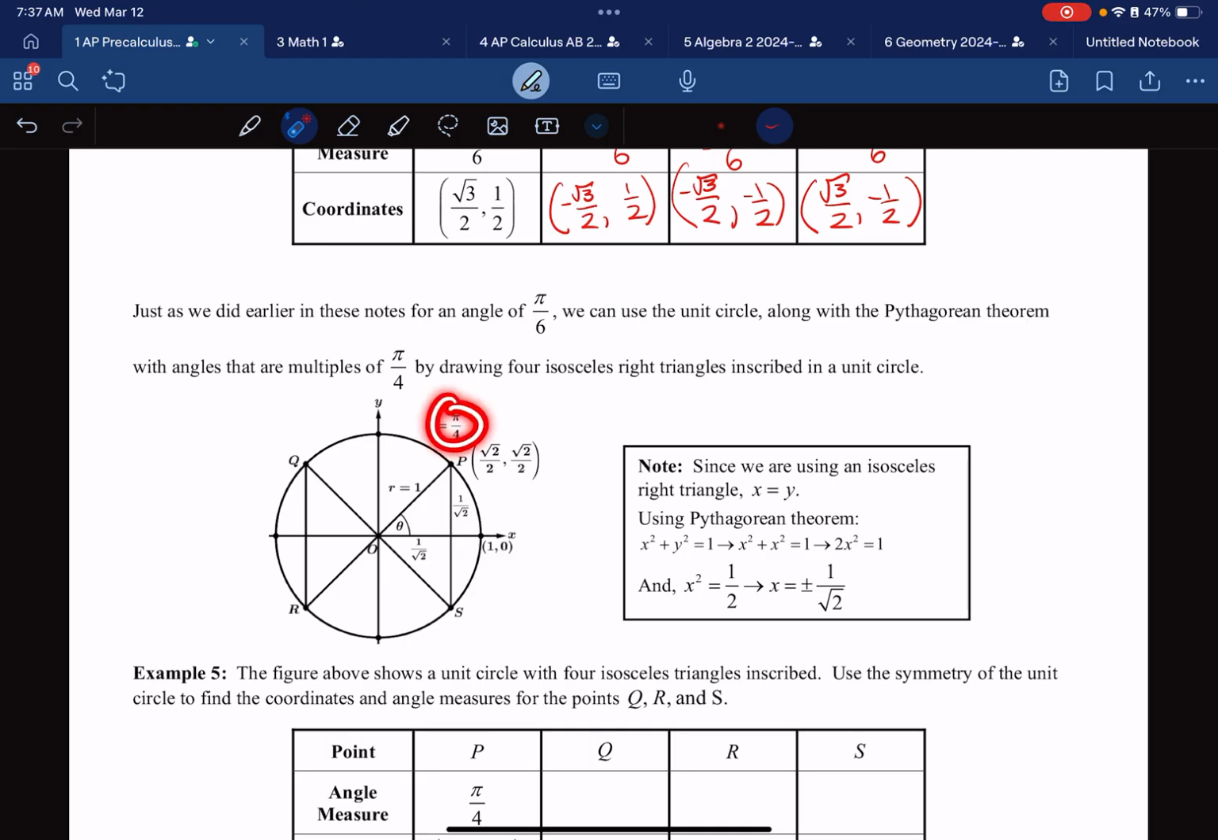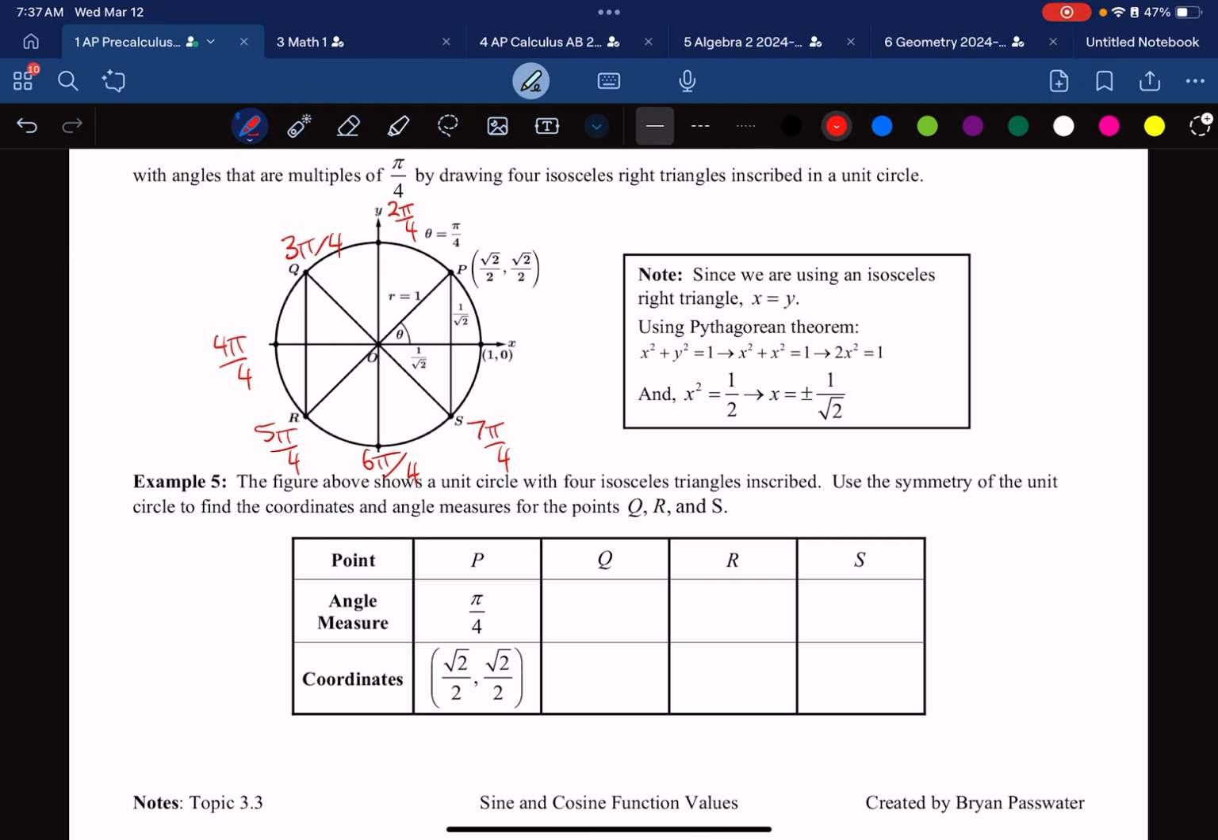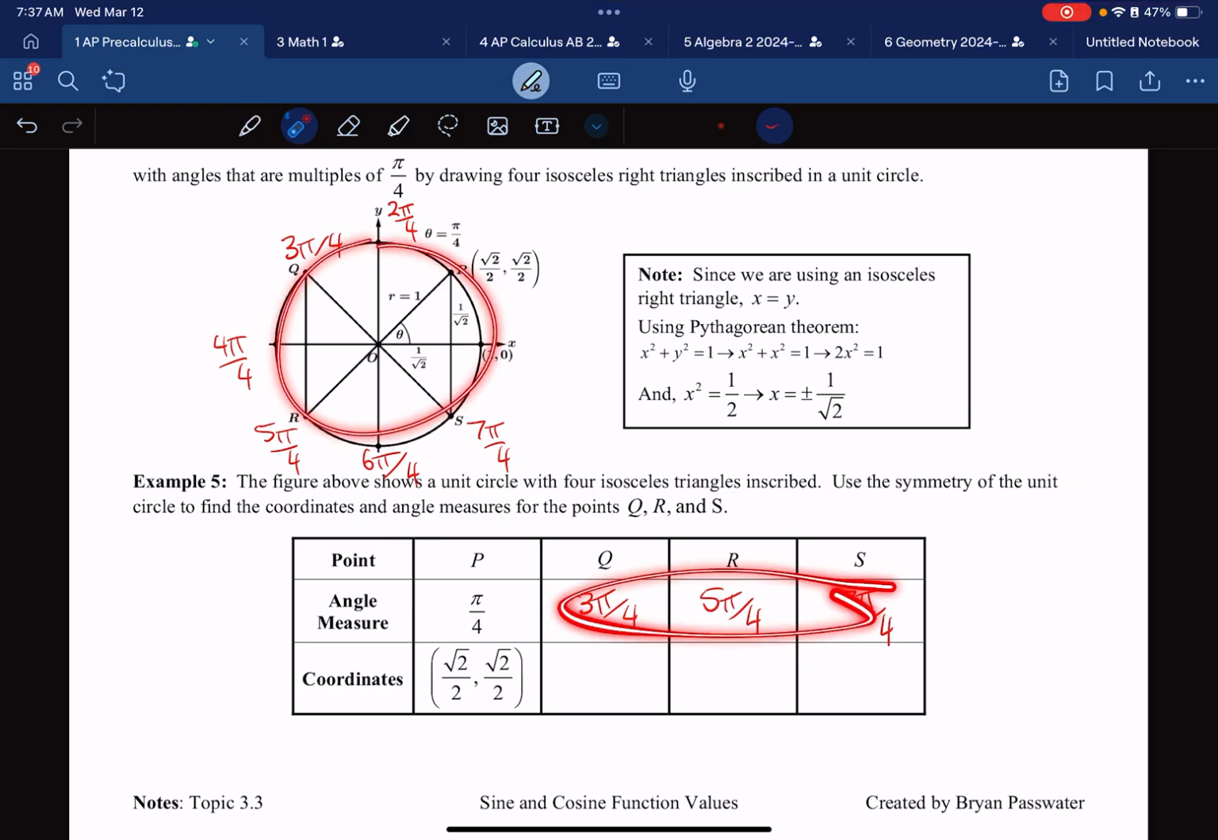So we have pi over 4 here, and then we have 2 pi over 4, 3 pi over 4, 4 pi over 4, 5 pi over 4, 6 pi over 4, 7 pi over 4, and I'm not even going to do the last one because we don't need it. So all of these angles are 3 pi over 4, 5 pi over 4, and 7 pi over 4. Make sure you have these locations on the unit circle memorized. It's going to make your life so much easier.